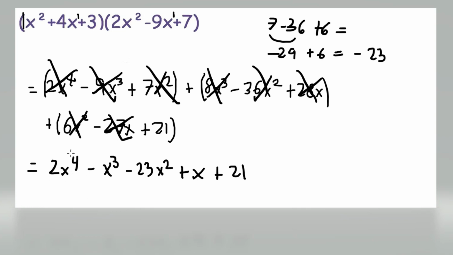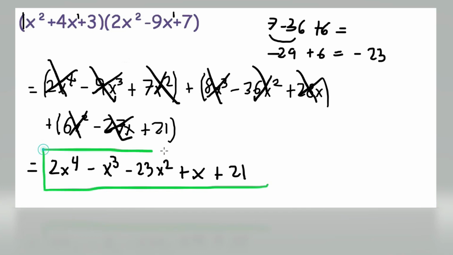So, let's check if may magkakaparehas pa na variables. So, 2x to the 4th. Wala na ibang x to the 4th. X cubed, wala na rin. X squared, wala. X, wala na rin. And 21. Mag-isa. So, therefore, ito na yung simplified form of this expression. Multiplication of expressions.